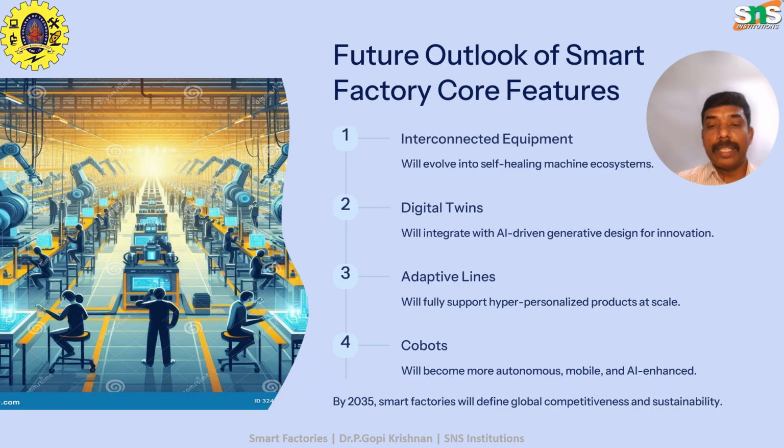Adaptive lines will fully support hyper-personalized products at scale. Workflows can be different. Workflows can be automated directly by the AI-driven technology. A smart factory is capable of getting the right, optimized workflow, from which the manufacturing can be done in an easy way. And there will be collaborating robots, which can be called cobots, that will become more autonomous, mobile, and AI-driven, through which we can get the optimized movement or transportation, which will be helpful for the improved efficiency and performance of the components.